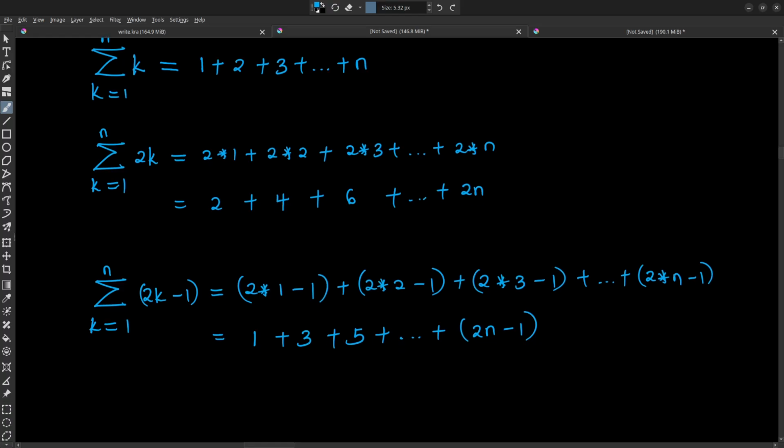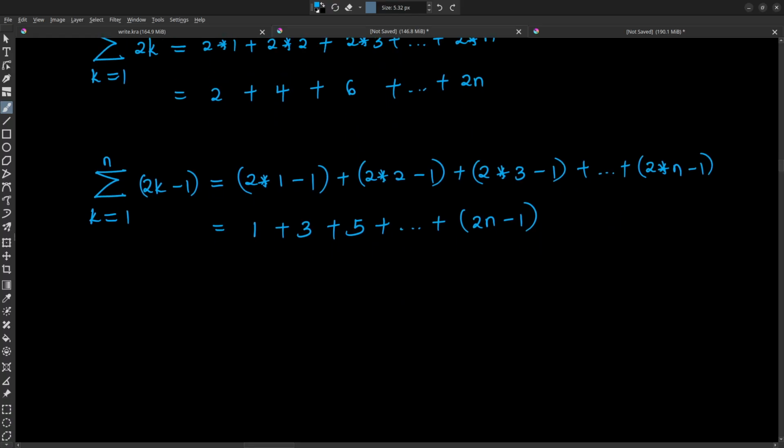Now, one final example, because this is our main interest. If I tell you I want you to sum from k equals 1 all the way to k equals n of k squared, what is this?